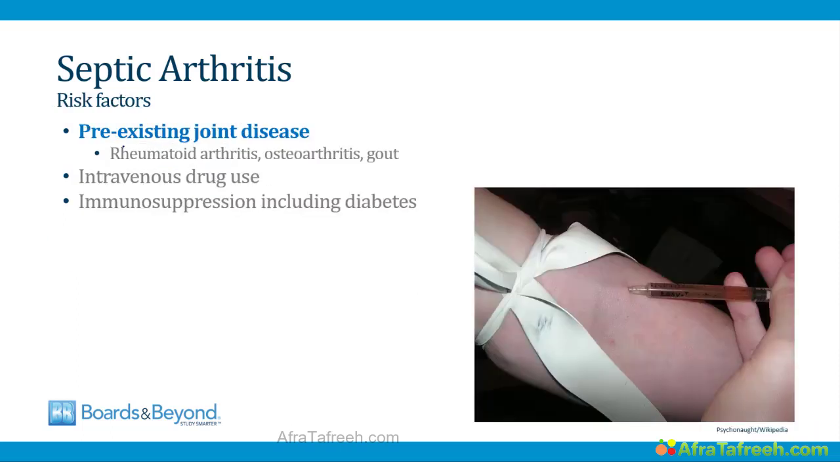Some of the risk factors for septic arthritis are shown on this slide. One of the important ones is pre-existing joint disease. So patients with RA or osteoarthritis or gout are more likely to get septic arthritis. And so just because a patient has a history of one of these joint conditions, that doesn't mean they can't have septic arthritis on top of that. Intravenous drug use is a risk factor because this can introduce bacteria into the bloodstream, and then immunosuppression is a risk factor, including diabetes.